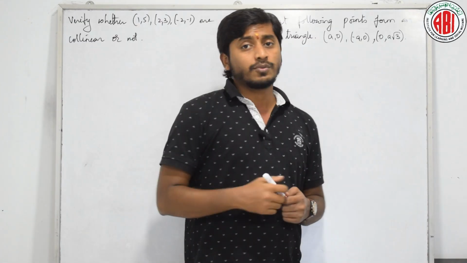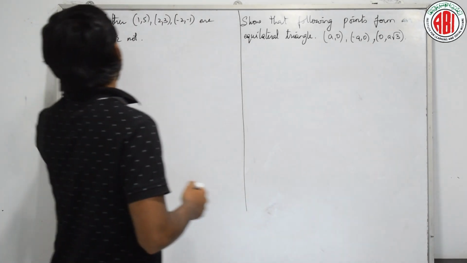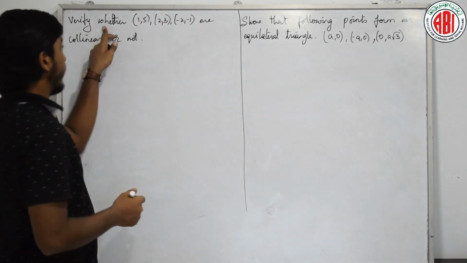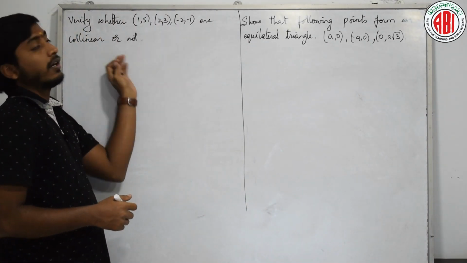Shall we do a few more problems? Let's start. See the next question here. He is asking us to verify whether these 3 points are collinear or not.